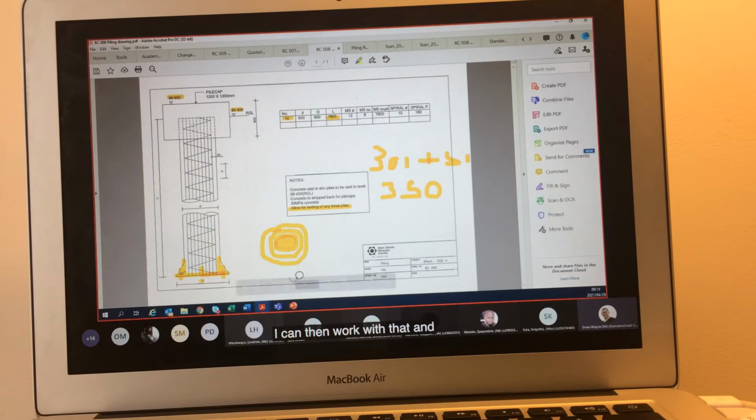I can then work with that and I say that the circumference is then 2 times pi times the new radius that I've now determined of 350, and that will then give me, if you can calculate that, 2.1991. So that in essence gives me 2.2 meters of a circumference.